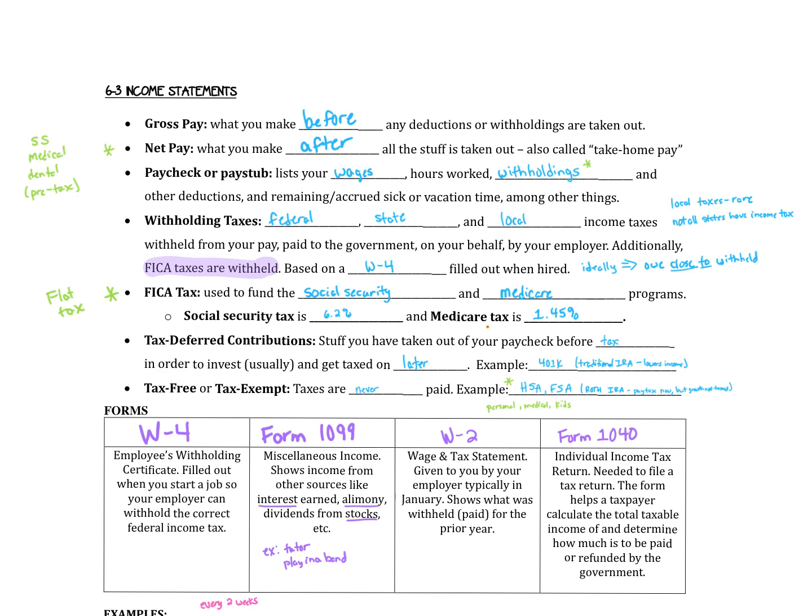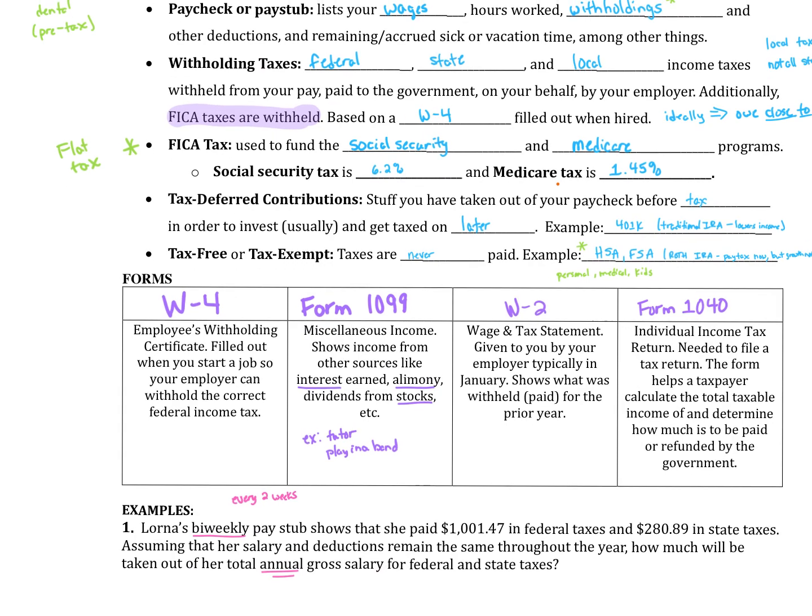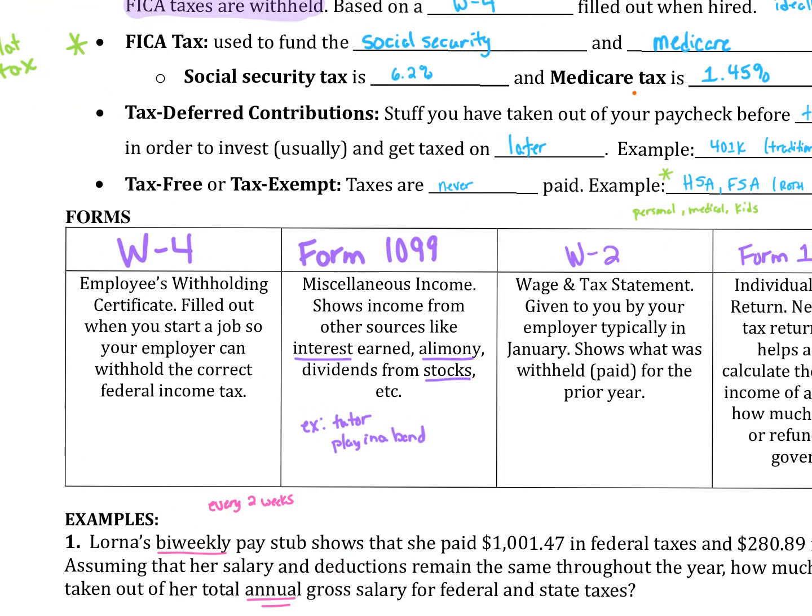Okay, let's talk about the forms then. You need to be familiar with some of the different tax forms. So a W-4, you fill this out when you first start your job. You can go back and adjust this from year to year or as things change.